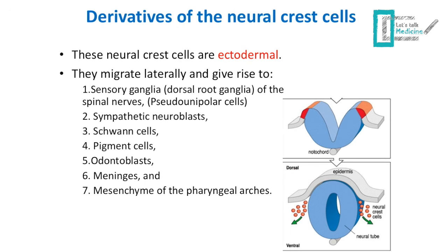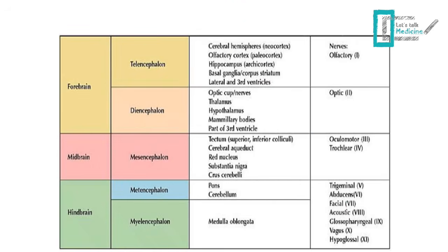And then, as you can imagine, they're near this part of the cells, so they're near axons. So they'll eventually give you the sympathetic neuroblasts, the Schwann cells, pigment cells. They also give odontoblasts and the meninges and mesenchyme of the pharyngeal arches. In this figure, I just needed to summarize everything, so you go through it.